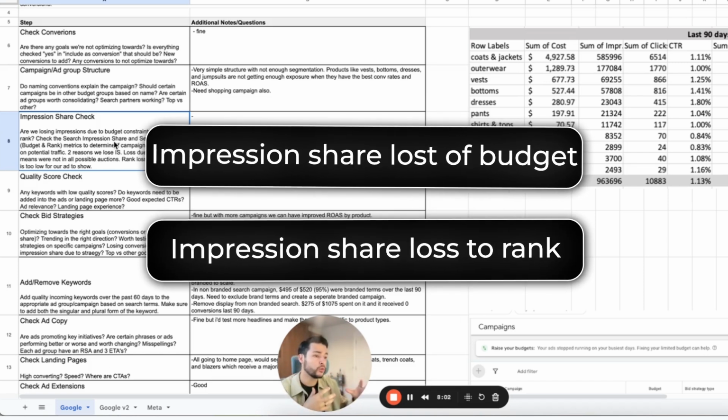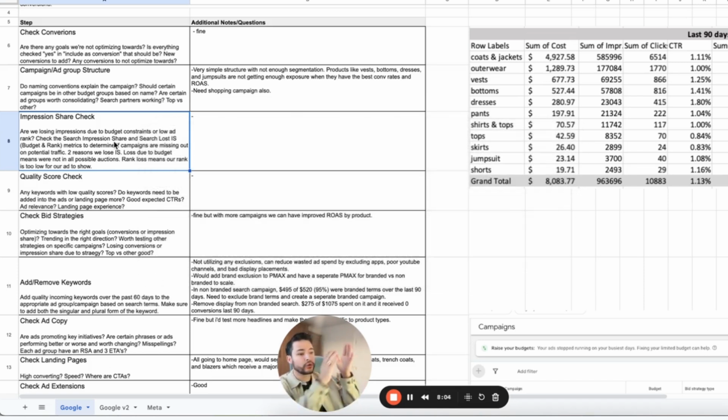Now, where do you go to find that? You'll go to the columns view in your campaign settings under competitive metrics, and there you can select some competitive metrics. I like looking at budget loss. I like looking at rank loss. It helps me know two things, really.